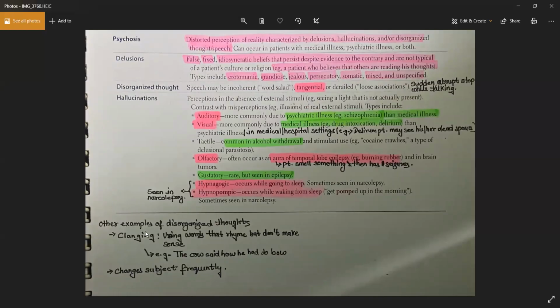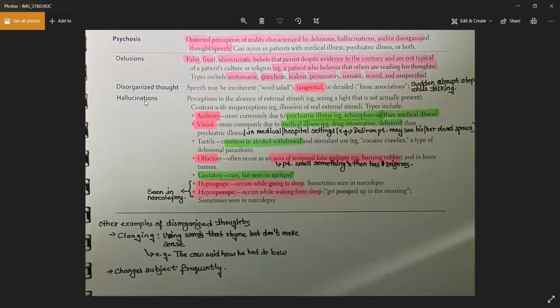They will have clanging. They will make rhymes, but they don't make any sense, like the cow said how he had to bow. This sentence makes a rhyme, but it does not make any sense at all. Thirdly, they will have hallucinations. In hallucinations they have some kind of imagination or vision, and they believe in that vision.